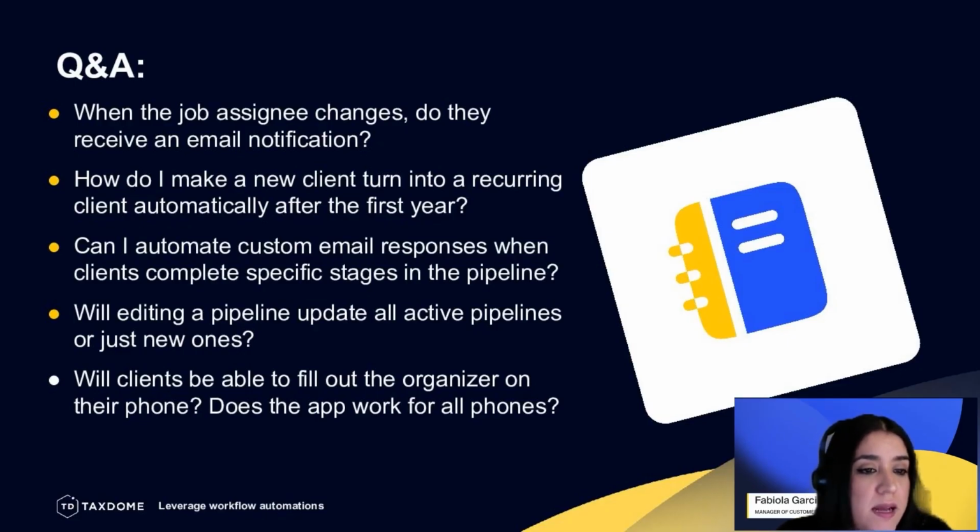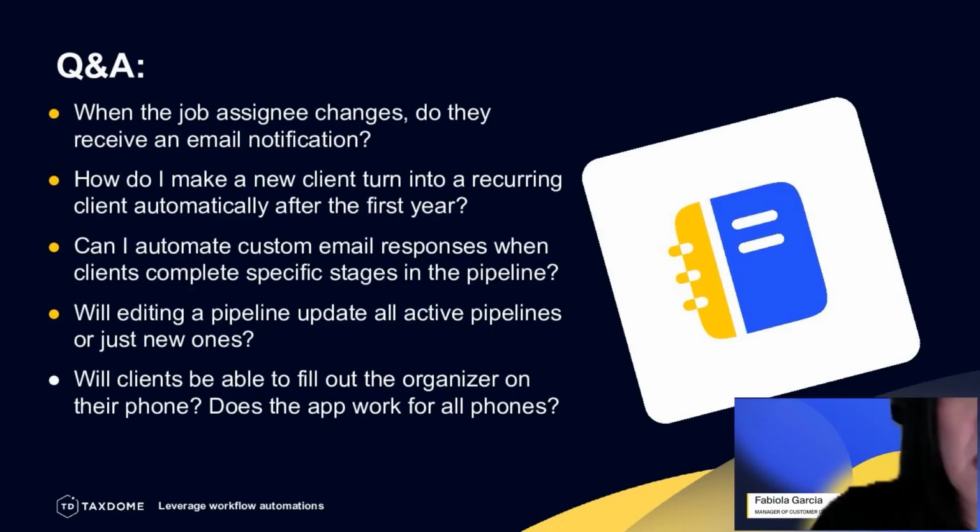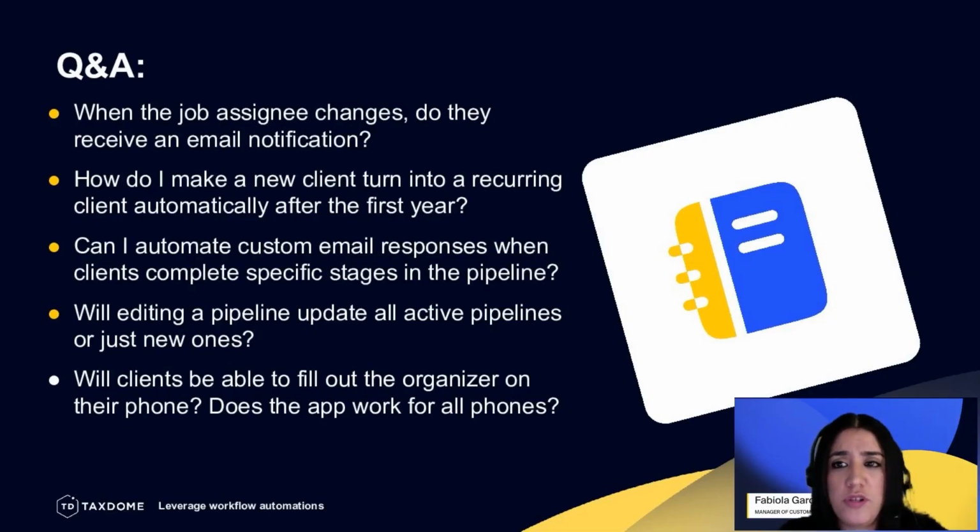Can I automate custom email responses when clients complete specific stages in a pipeline? Yes, absolutely. So remember, if you want client communication to happen, all you have to do is automate it. You add an action that says email the client this template, and I want that to happen right after they hit submit on the organizer, which ideally is the next stage, right? So we saw how easy it is to do that. All you have to do is make sure you have the templates that you need and work on the templates to be able to tailor this as much as you can.